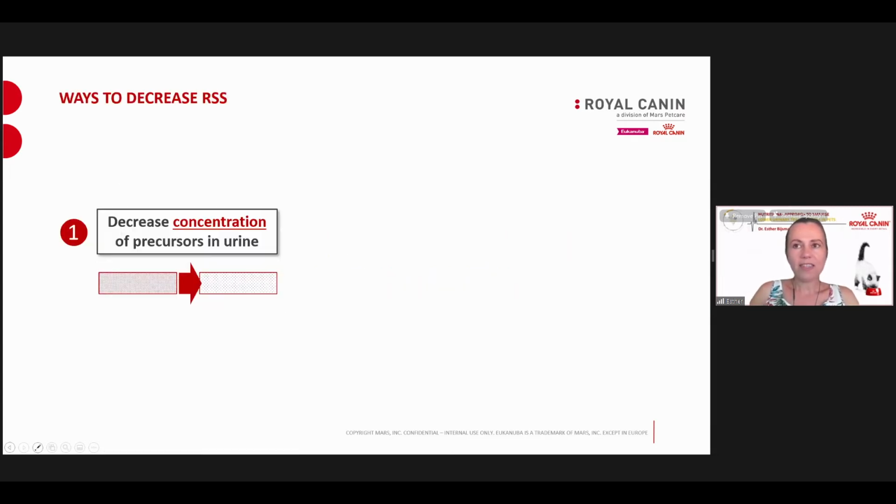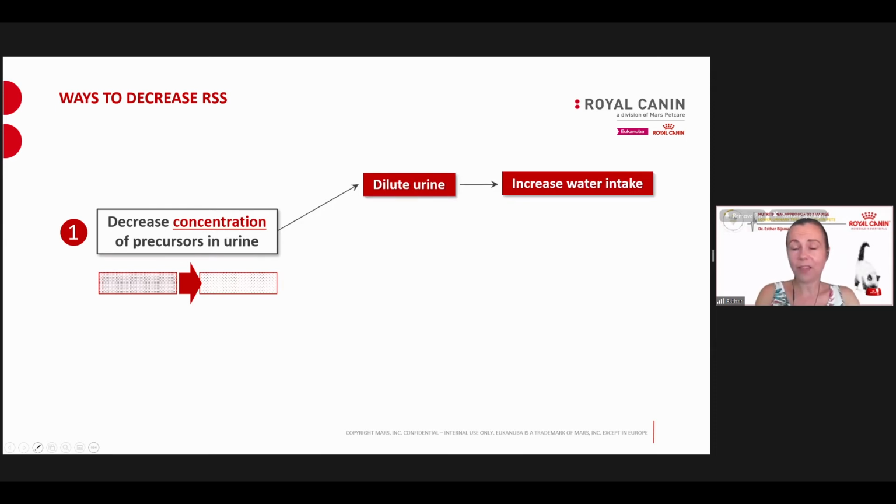So, ways to decrease RSS. The first way to decrease RSS is very simple. Decrease the concentration of precursors in the urine, which means that you want to go from a situation where you have very many of these precursors to less per milliliter of urine. And it's very simple, really, how you would do that. You can either dilute the urine, so you would want to increase the water intake, or you will want to limit the amount excreted of these concentrations by modifying the diet accordingly.